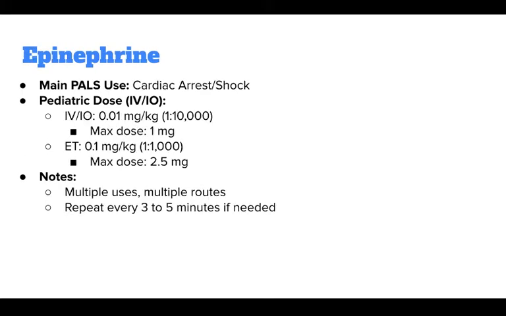Epinephrine is a drug that's used for cardiac arrest or shock. The pediatric dose for IV/IO is 0.01 milligrams per kilogram at a dilution of 1 to 10,000. It has a max dose of 1 milligram. Then for the ET route, it's 0.1 milligrams per kilogram at a dilution of 1 to 1,000. The max dose is 2.5 milligrams. Some notes: epinephrine has multiple uses and can be given using multiple routes. You should repeat every 3 to 5 minutes if needed.